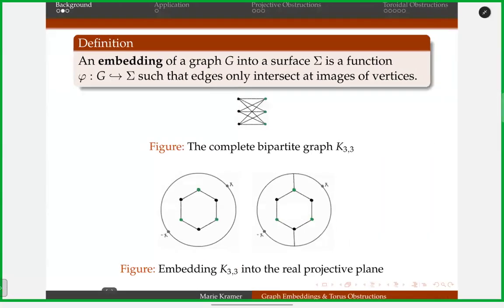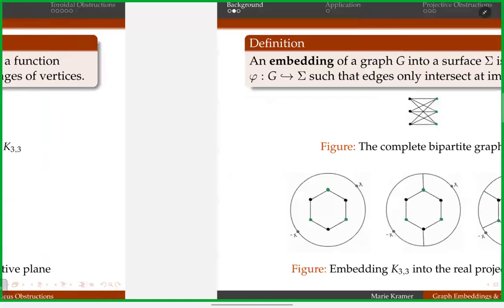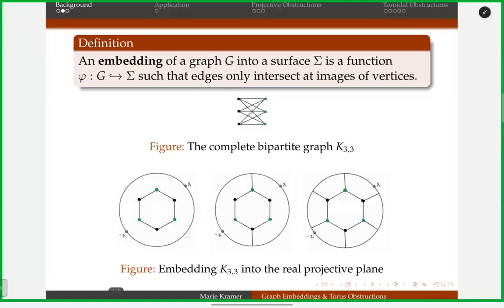Now I'm just choosing, because I want to get a nice picture, to put this edge wrapping around instead of drawing it through the middle here. And now we see, well, if we do this for the other remaining edges, then this edge will come out exactly here, and this edge will come out on the opposite side here. And so we do get an embedding of K33 into the real projective plane, not the plane. The real projective plane.